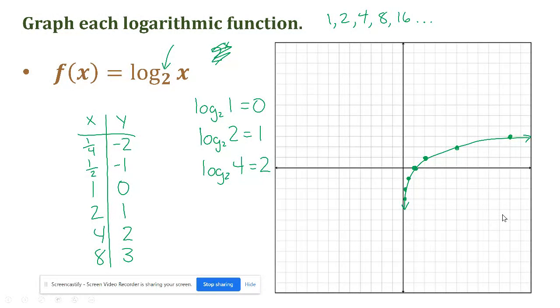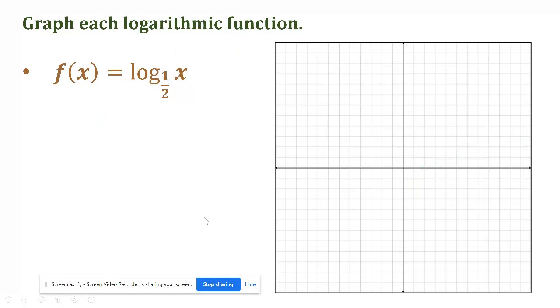All right, we're going to do one more. This time with a fraction. These involve math that you've already done, but it's a bit of a headache just keeping track of everything and thinking through it. So here's the way we're going to think through this. We're going to do log base 1/2, and we're going to just take our powers of 1/2.